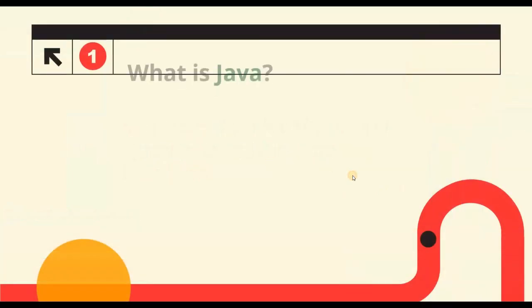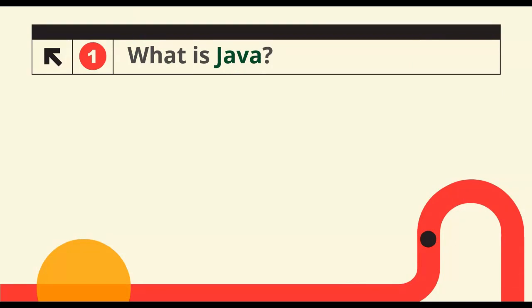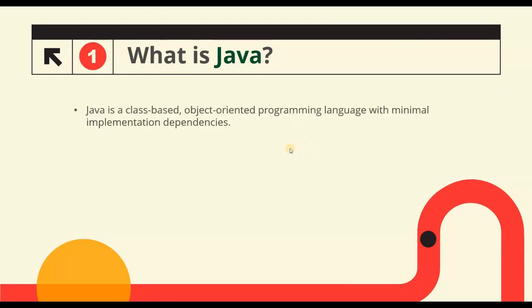So the first thing the interviewer may ask is, what is Java, right? You can say Java is a class based object oriented programming language with minimal implementation dependencies. Whenever you create any project in Java, we need to create a class, and then we need to create the object. So the basic thing is that it's an object oriented programming language, right?